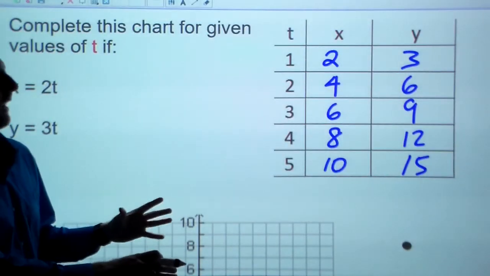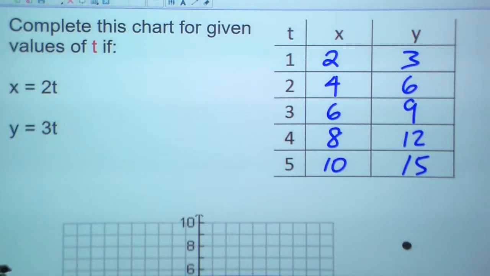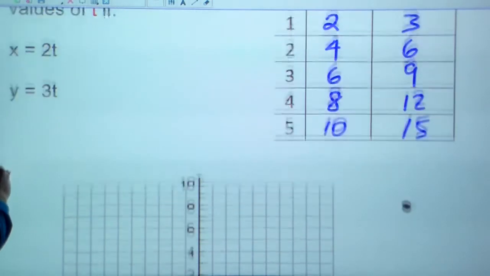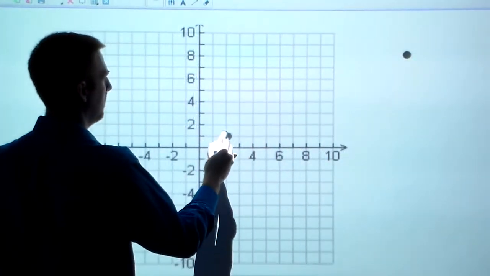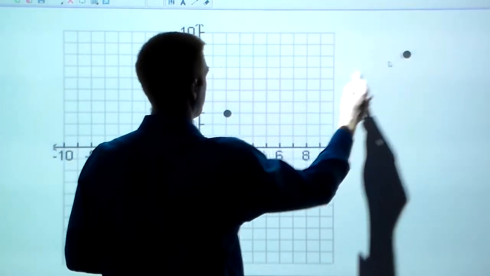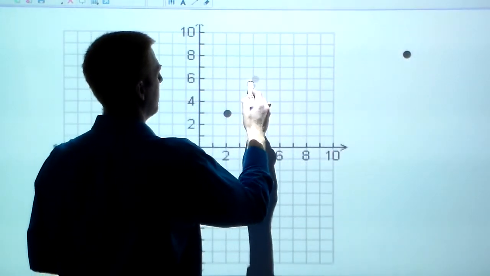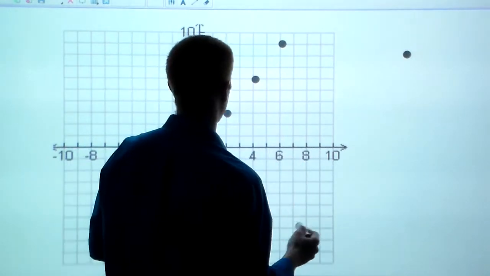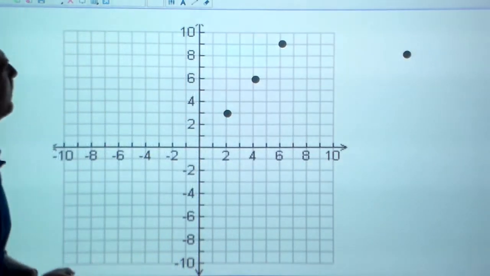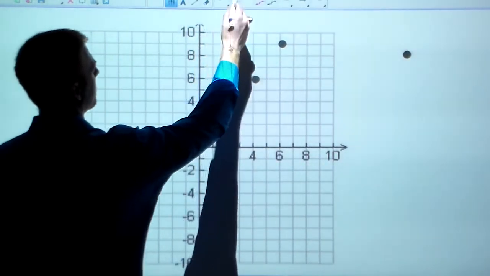So there's the chart filled out. That's what you should have when you get done with this. The next stage is to put this on a graph. So I had (2, 3). I had (4, 6). I had (6, 9). And then a lot of the points got off the graph here. So what's happening is it's making a line.